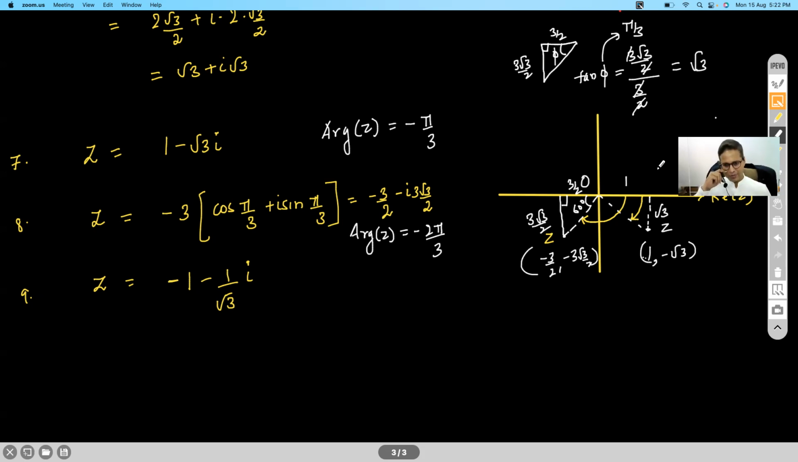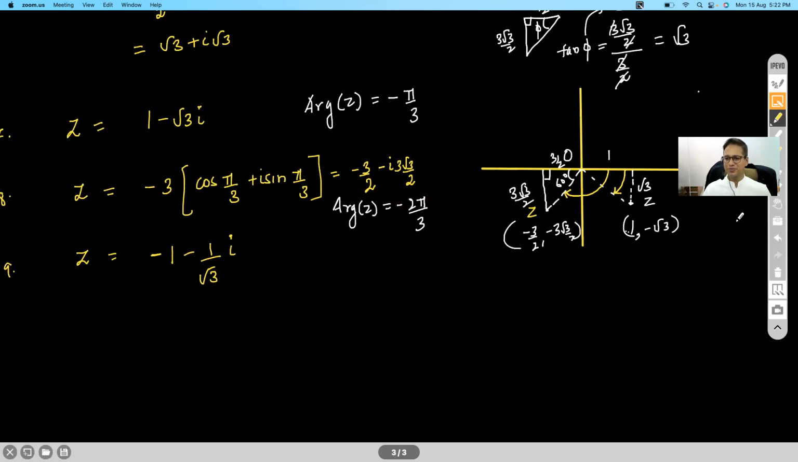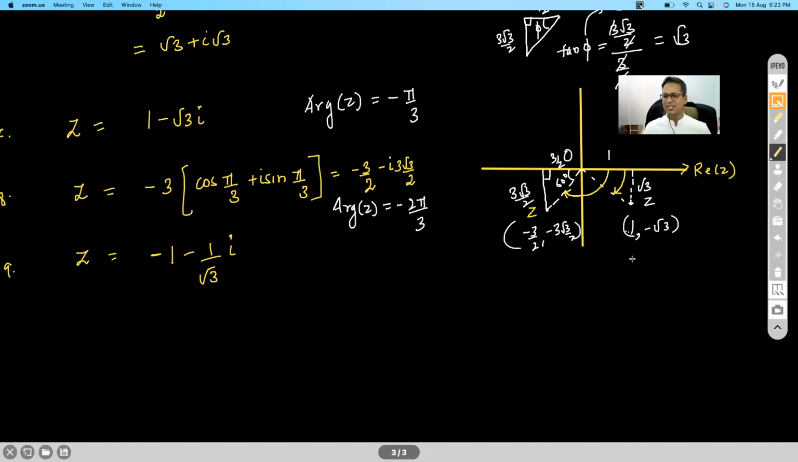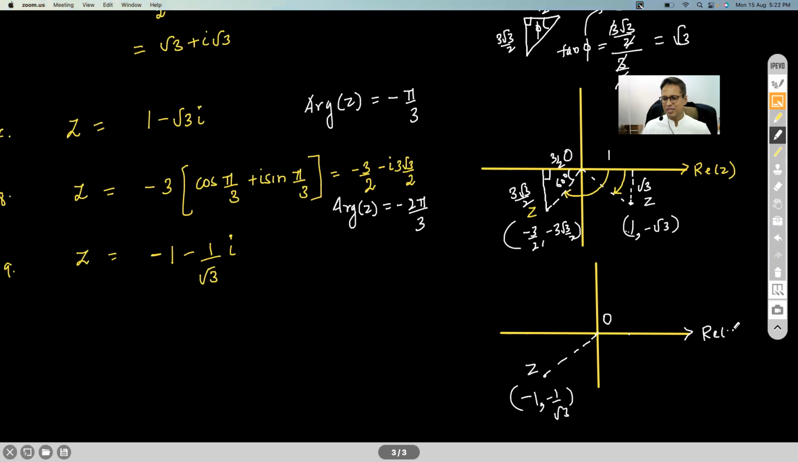Clear? Okay. Last one also, the same story will go. Maybe I should make another diagram here. So minus 1 minus root 3. Again, you are in the third quadrant. So this is something like this. This is your Z, this is your O. Connect Z with O. Start from the positive real axis. Move in such a way that you hit this line. Now you're moving clockwise. So for this also, the answer would be some negative value.